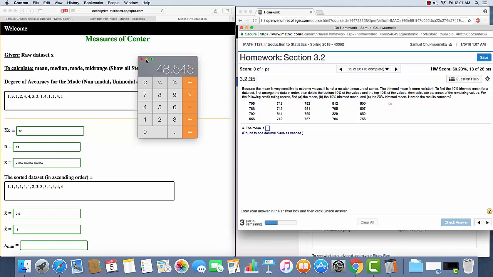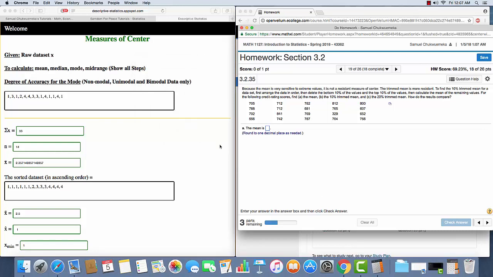And I'm just going to minimize this. Question 19. Because the mean is very sensitive to extreme values, it is not a resistant measure of center. That's right. The trimmed mean is more resistant. That's why we use the trimmed mean if we really want to use the mean. Otherwise, the median is resistant to extreme values, to outliers.